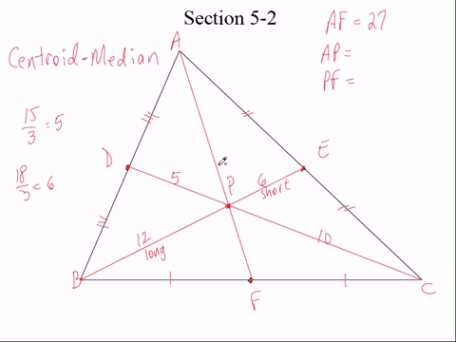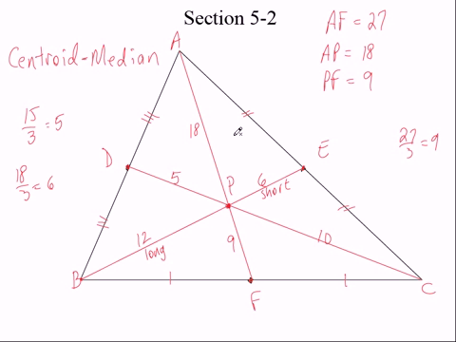What about this? This whole thing, AF, is 27. How do I find the short side? Divided by 3. What's 27 divided by 3? It's 9, so that's 9. Now, what did we say about the long side? How much bigger is it than the short side? It's twice as big. So if this is 9, what's this? That's 18. You follow me? So AP is 18. PF is 9.